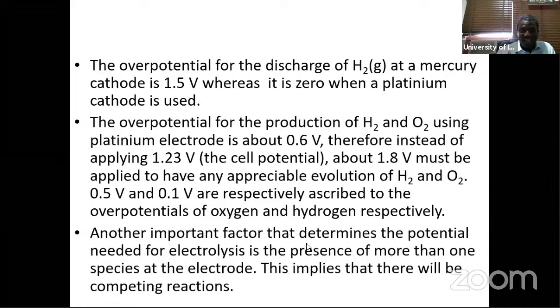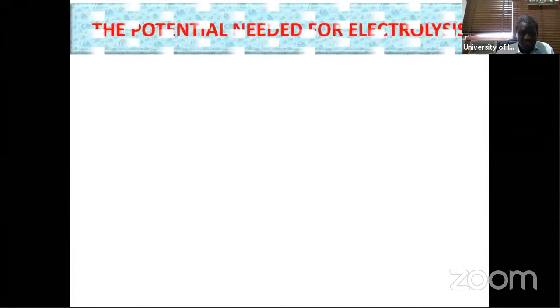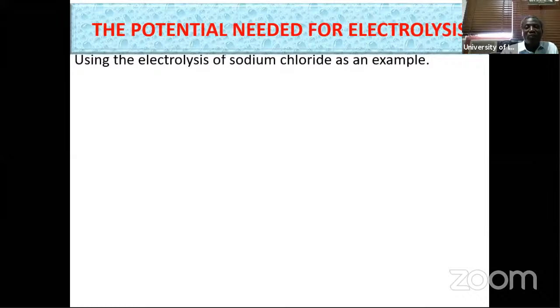Another important factor that determines the potential you need for electrolysis is the presence of more than one species at the electrode. When you have more than one species at the electrode, you have to determine which compound is going to be discharged and which one is not going to be discharged. That means you have competing reactions, so you have to decide which one you will actually have and which one you are not going to have. These are some of the things you have done normally at school, and that shouldn't be a big problem for you.